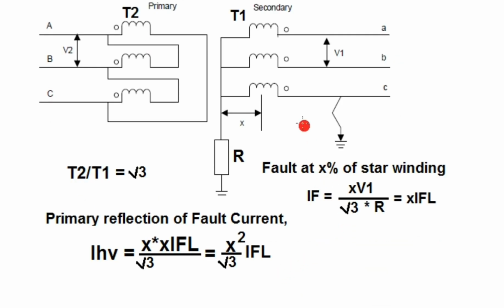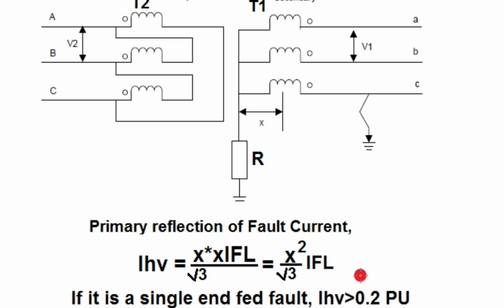Now since the fault current in the LV side or star side of the transformer is X percentage of the full load current, the primary reflection of the fault current will be, since T2 by T1 is equal to root 3, the HV current, my primary current, will be X by root 3 into X percentage of the full load current. So the HV current is equal to X square by root 3 into IFL. Okay. So this is the primary reflection of the fault current if the fault occurs at X percentage from the neutral point of the star side of the winding.